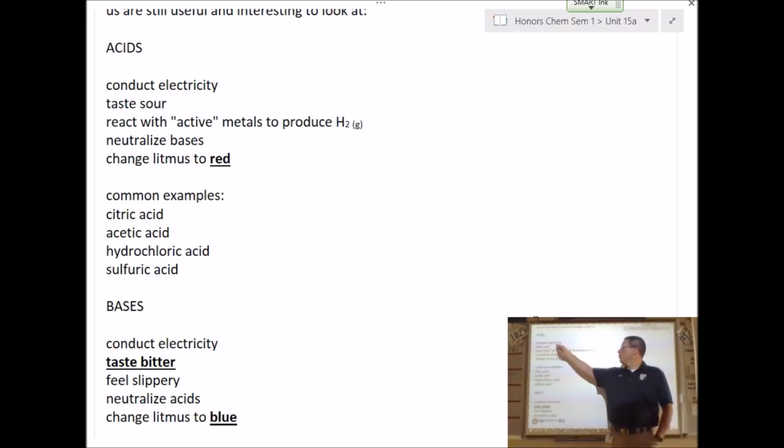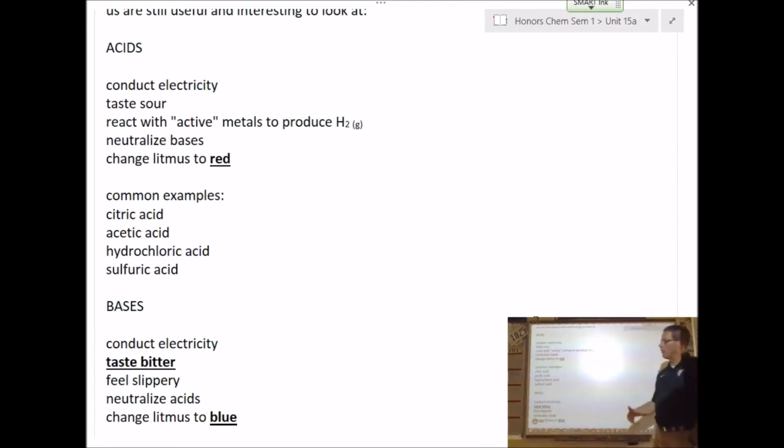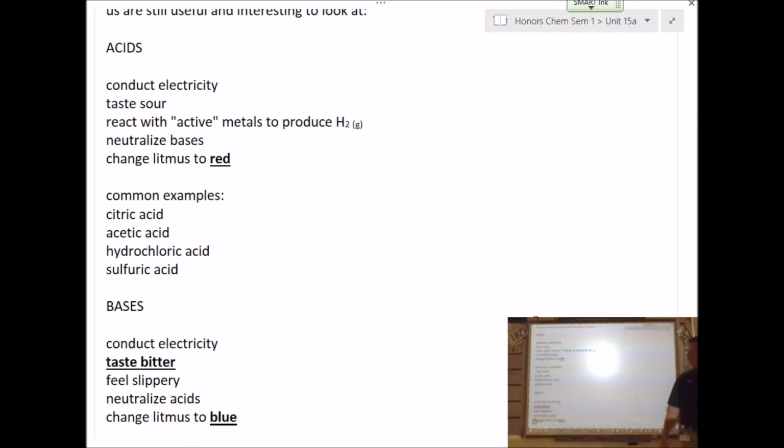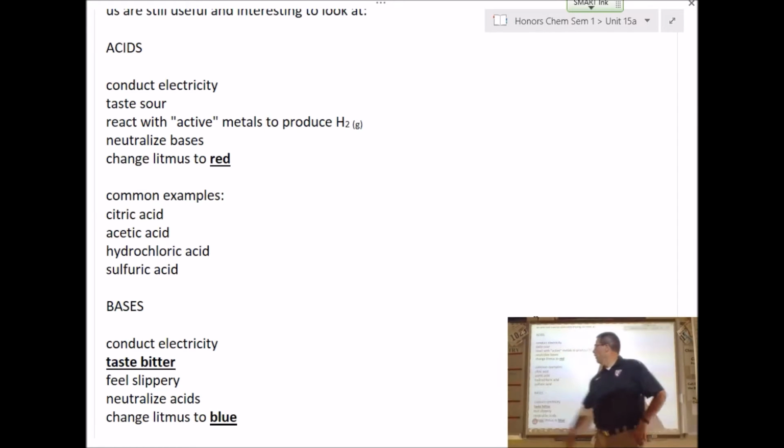So, all acids conduct electricity. I'm not going to have you do a tasting contest in here, which one's more sour, sulfuric acid or hydrochloric acid, but they do taste sour. You know that because of some of the things that you have eaten that are, quote unquote, good for you to eat, not chugging hydrochloric acid. Also, acids react with active metals to produce hydrogen gas, and they do this really well and explode. They also neutralize bases, which we'll talk more about on Wednesday with neutralizations.